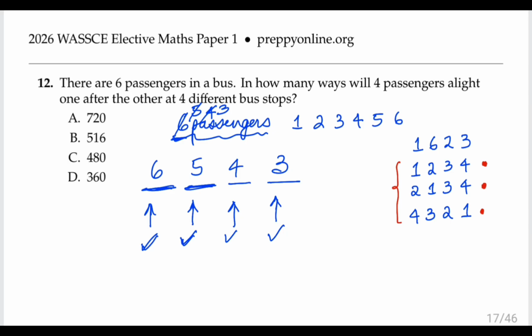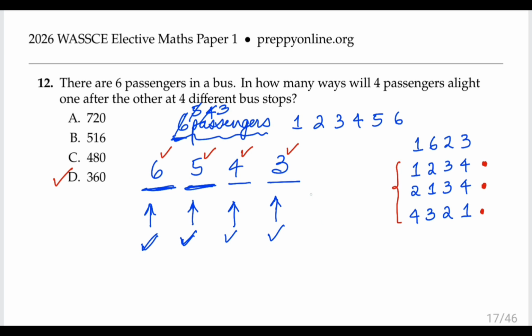So the number of ways in which 4 passengers can alight one after the other is going to be the product of these 4 numbers. So it's going to be 6 times 5 times 4 times 3. And what is that product? Well, 6 times 5 is 30, times 4 is 120, and 120 times 3 is 360.